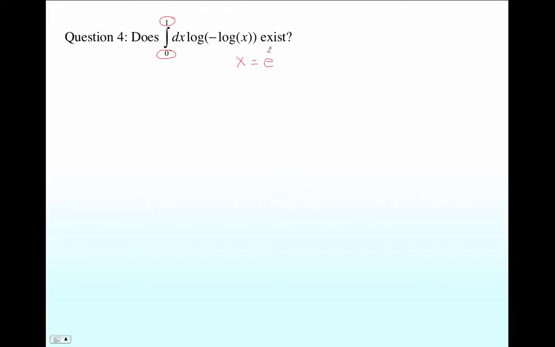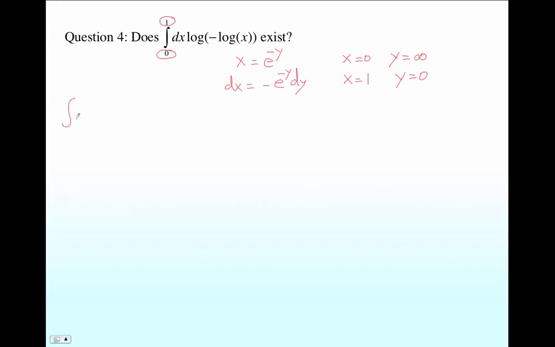x is e to the minus y, in which case when x is 0, y clearly has to be infinity. That's because e to the minus infinity is 0. And when x is 1, y is 0. e to the 0 is 1. The change of variables brings to us dx is minus e to the minus y dy. And so let's put that into the integral.